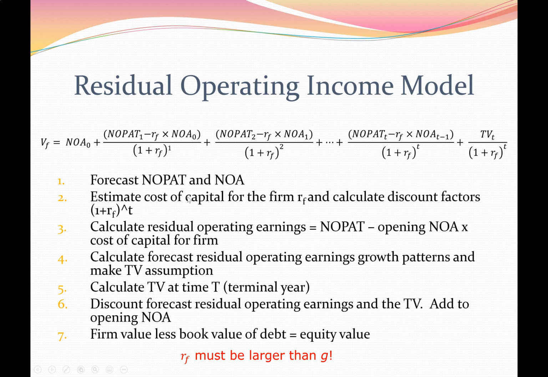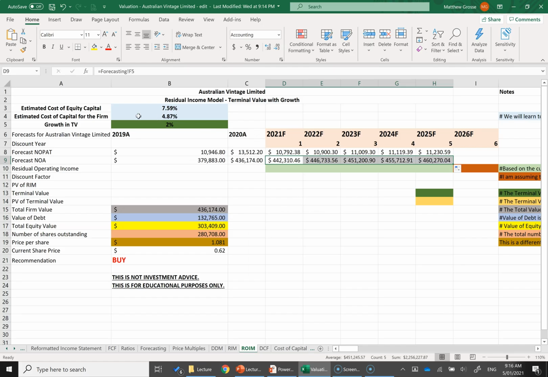I now need to estimate the cost of capital for the firm, this RF. In the spreadsheet, I've got it up here. The estimated cost of capital for the firm I've got as 4.87%. We'll learn how I've come up with those estimates in future topics. So step 2 is done. I've got the cost of capital for the firm.